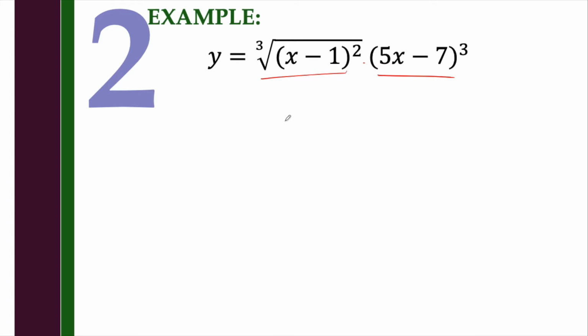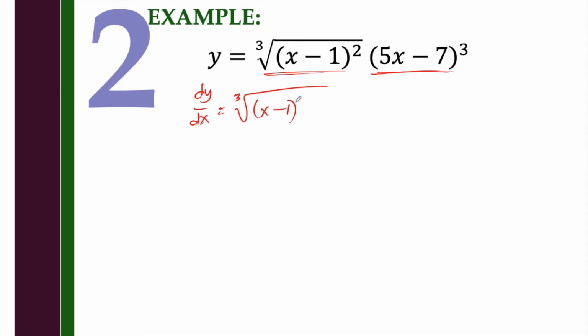So all we have to do is to apply the product rule, but to get the derivative of this and the derivative of this, we have to apply the chain rule. So let's proceed. The first derivative, dy over dx, is first times derivative of the second plus the second times derivative of the first. So again, that's first function times derivative of the second.